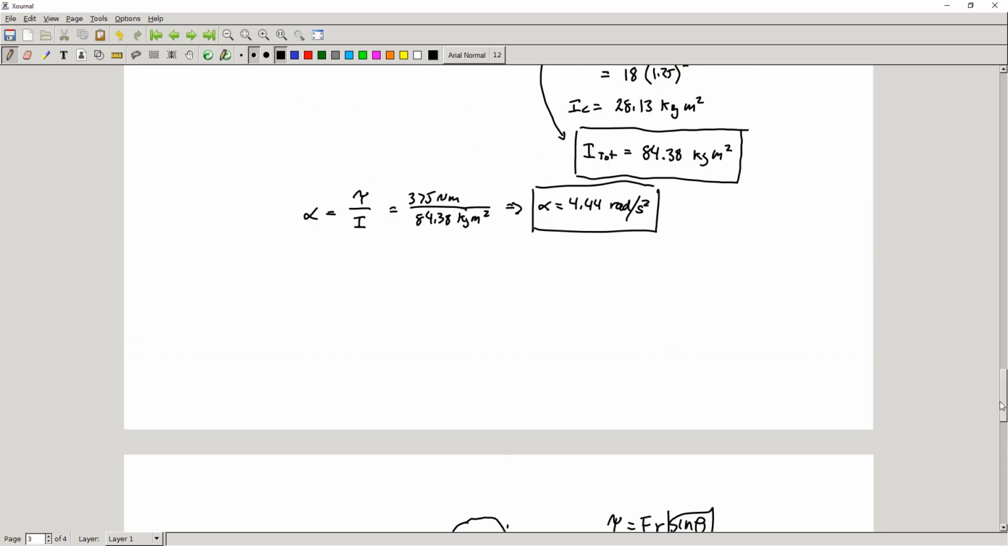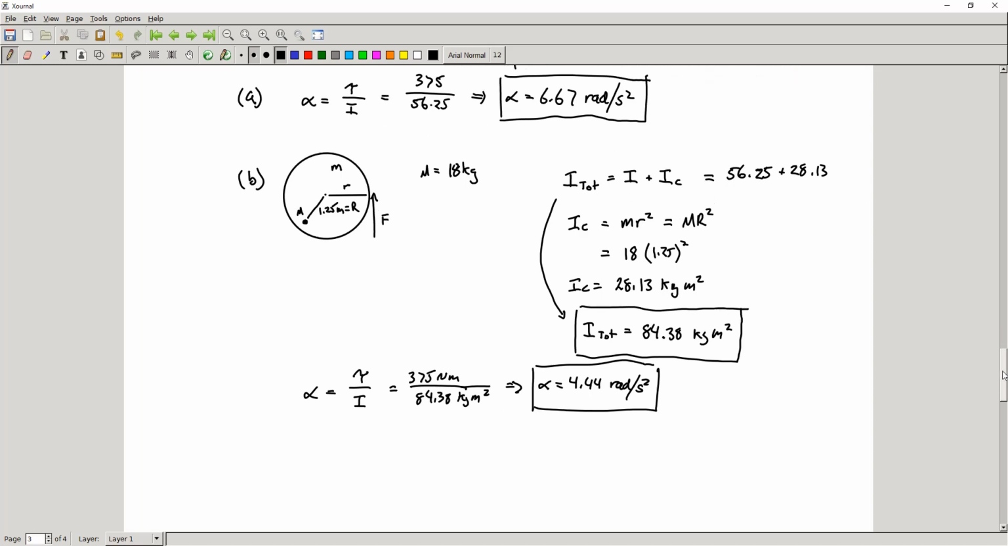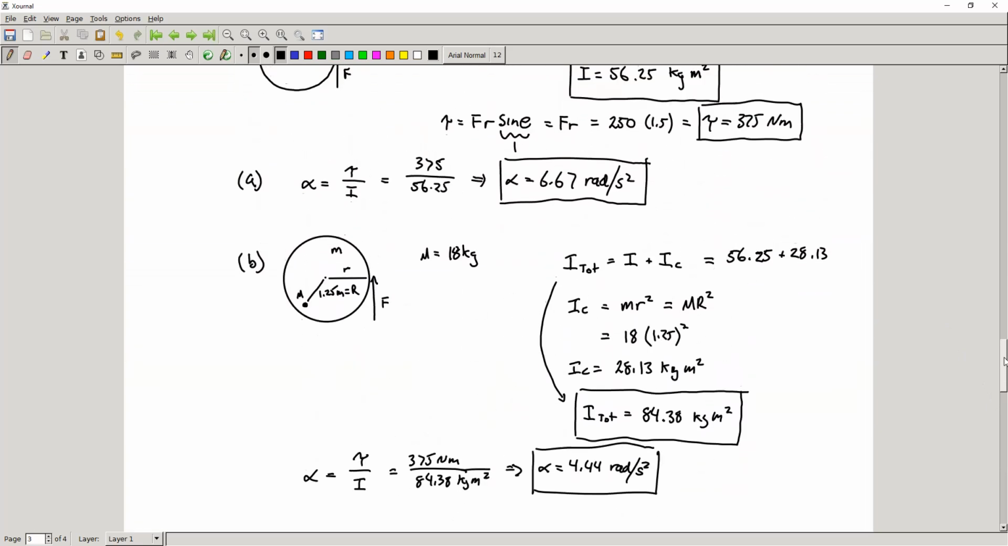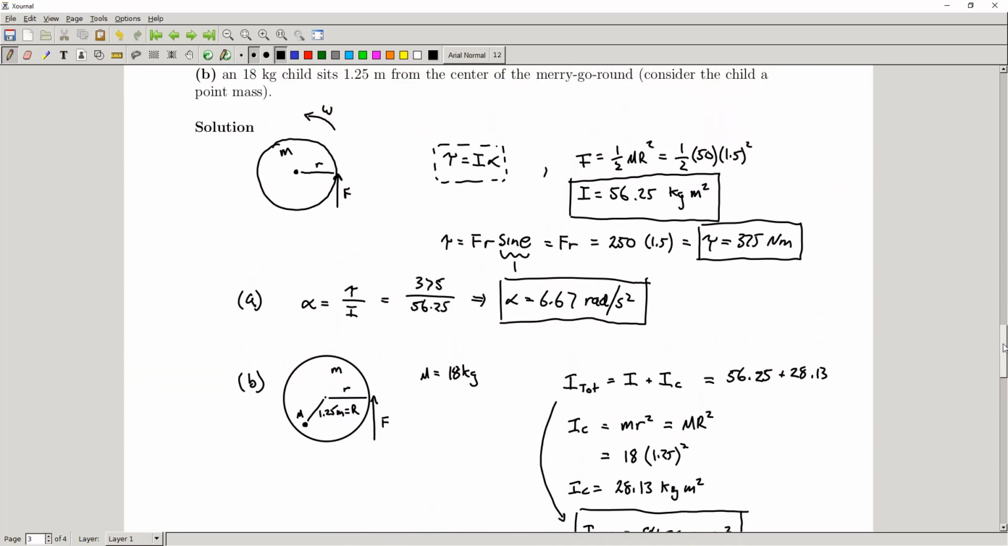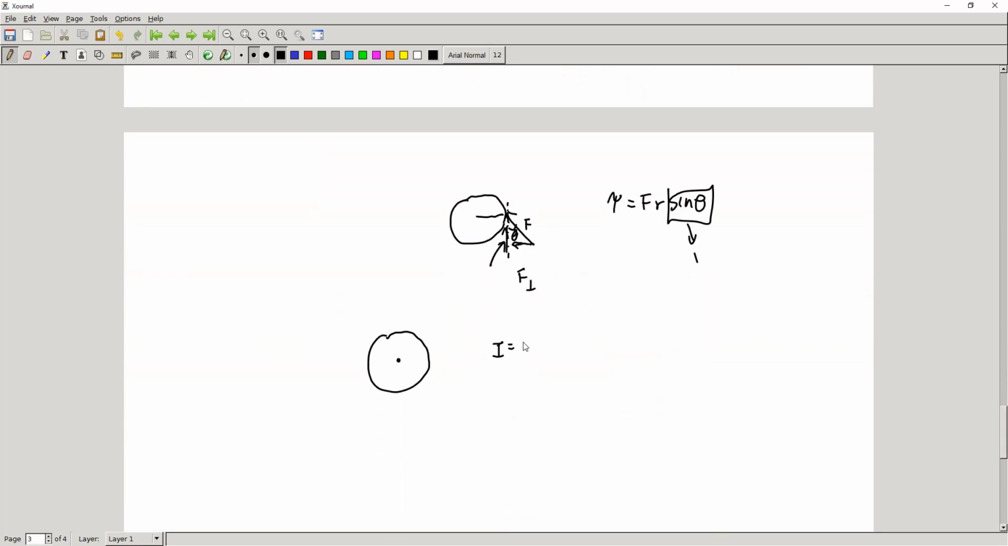Another question would be what if we didn't have the child sitting on the merry-go-round here, but we threw some other object on top of the merry-go-round, right? Like let's say we had the merry-go-round like this, and we know that this gives us our I value. We wrote it down just up here, right? Where did I write it? Up here, that it's 1/2 mr squared, right? So we know that this is 1/2 mr squared.